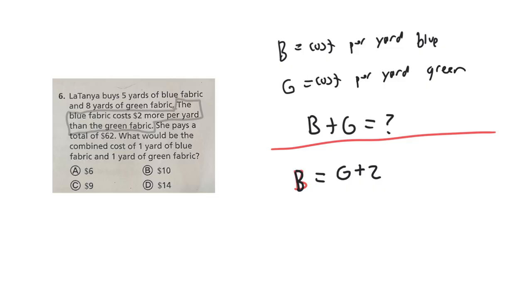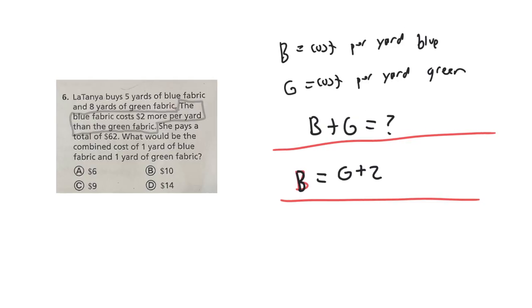Now, the moral of the story with that equation that I just wrote down is that anytime you see a B, you could just replace it with a G plus two. So that's just a mental note that we could make because B is the same as G plus two. So therefore, anytime we see a B, we can just replace it with G plus two.